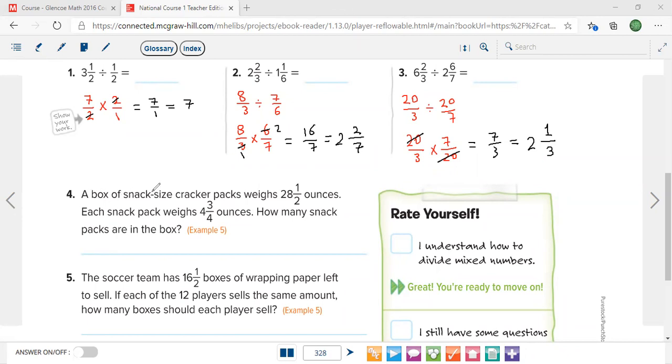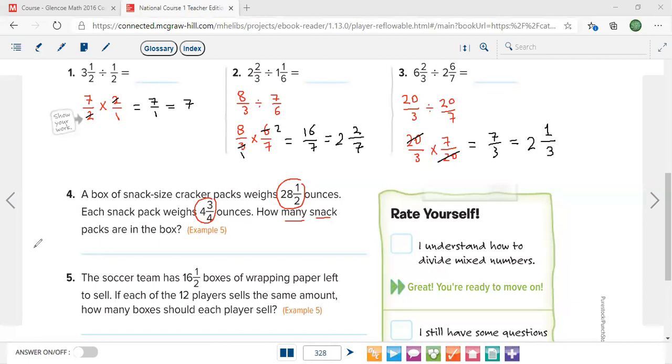Now in problem 4. A box of snack size cracker packs weighs 28 and a half ounces. All of it, 28 and a half ounces. Each snack pack weighs 4 and 3 over 4 ounces. How many snack bags are in the box? Means we will divide. We will divide the total amount, 28 and a half, by the weight of 1, 4 and 3 over 4, to know how many snack bags we have in this box.